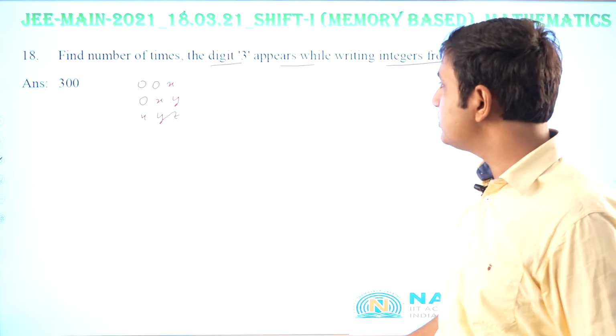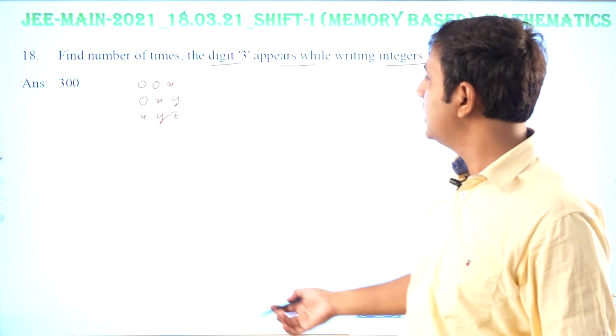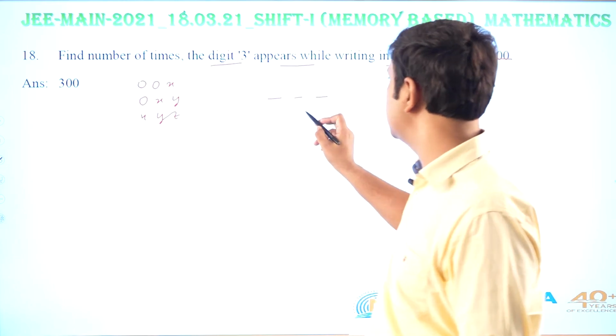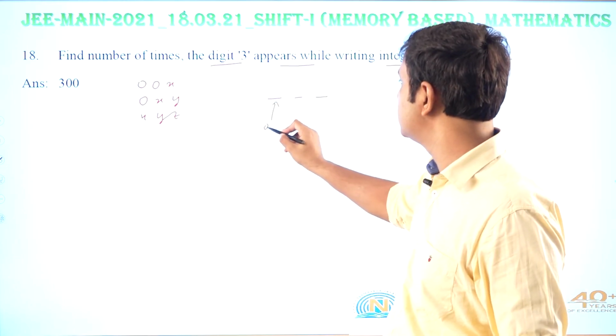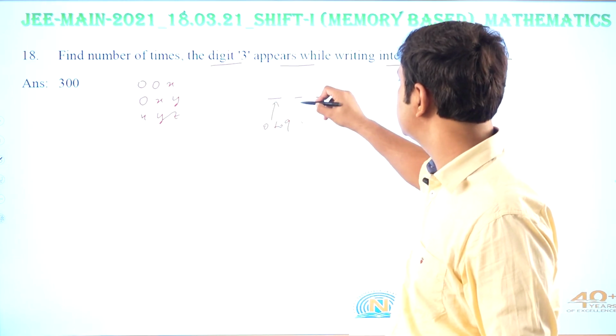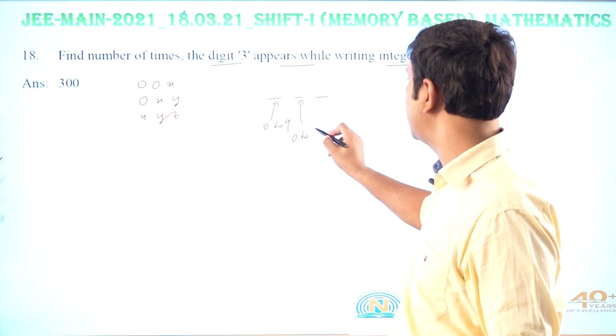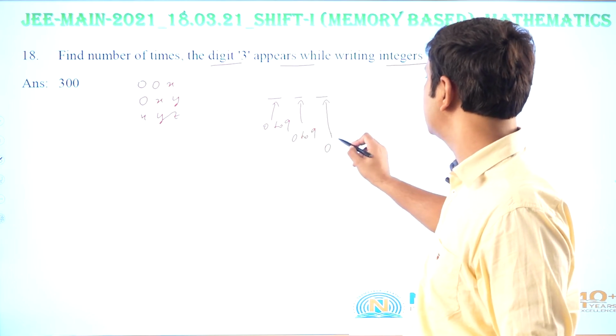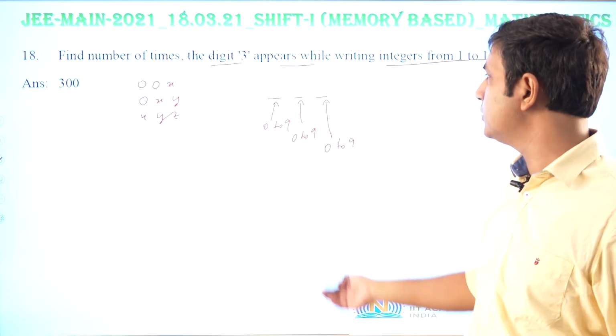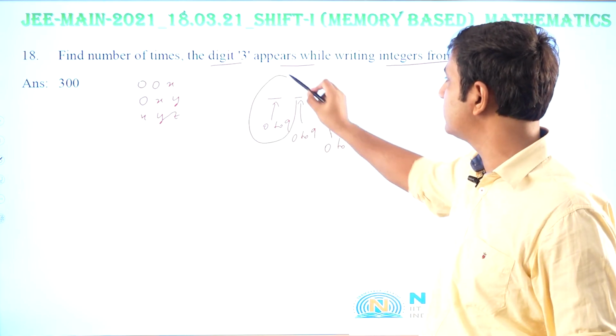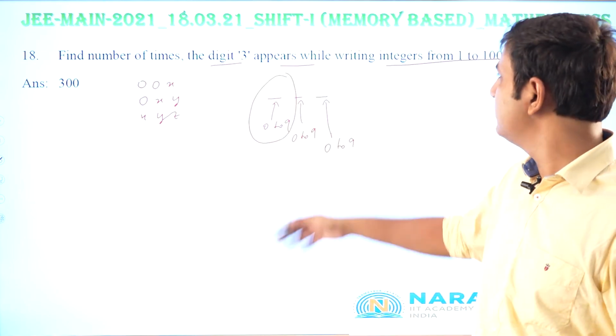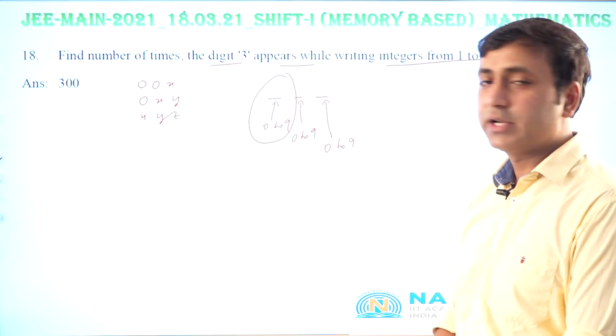Which means we can say that we have 3 digit numbers. This digit can vary from 0 to 9, this digit also can vary from 0 to 9, and this digit can also vary from 0 to 9. Earlier we didn't used to take this digit as 0, because it would become a 2 digit or 1 digit number, but then we have to count that. So let's not worry about that.